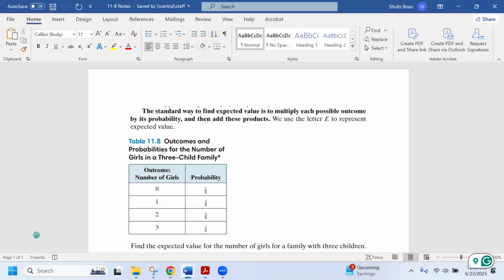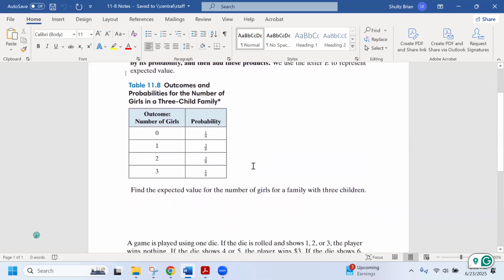The probability of 1 girl is 3 out of 8. The probability of 2 girls is 3 out of 8, and the probability of 3 girls is 1 out of 8. Find the expected value for the number of girls for a family of 3 children.